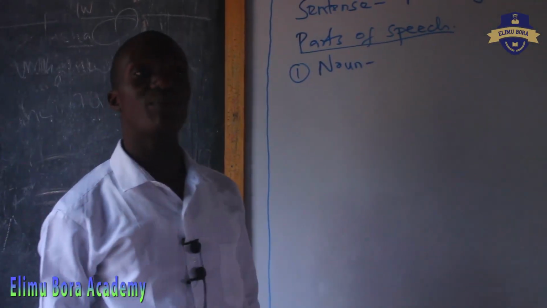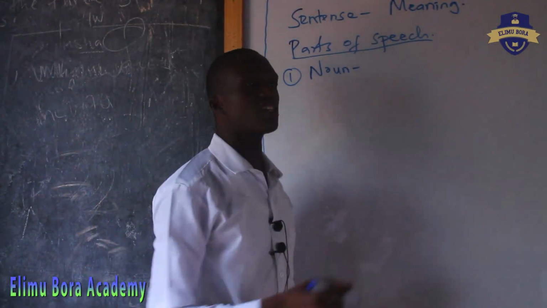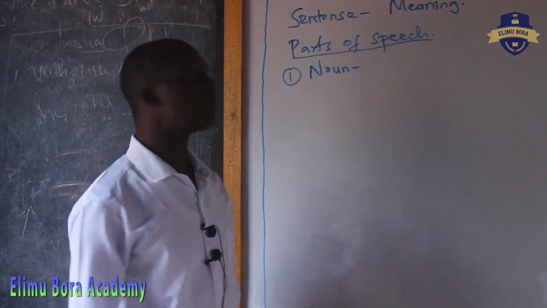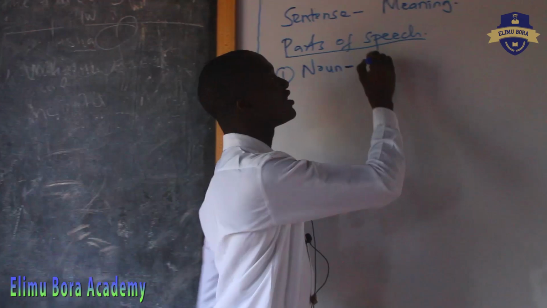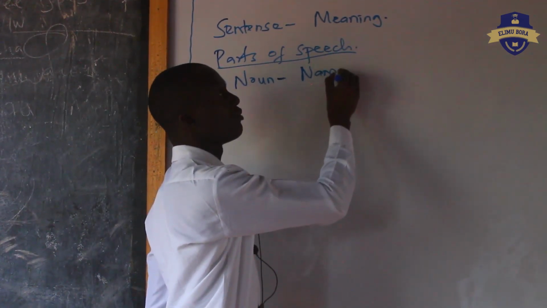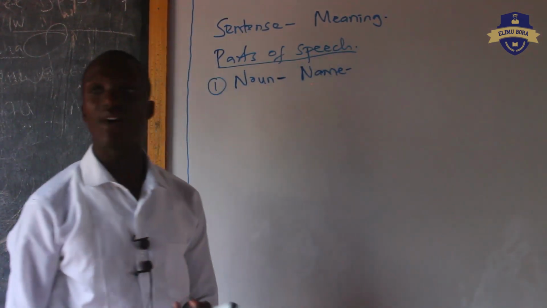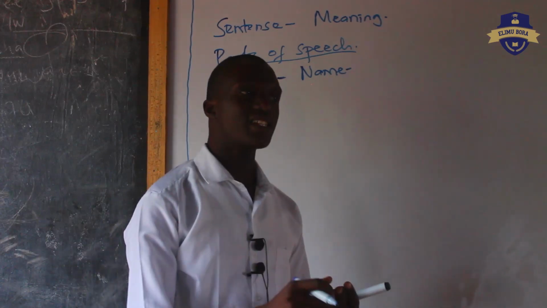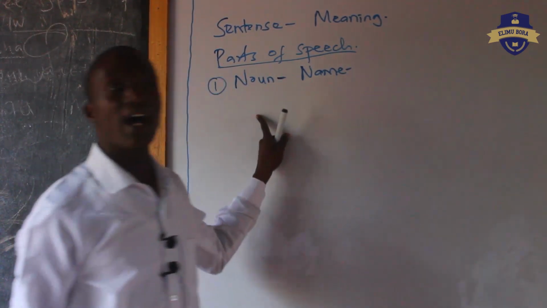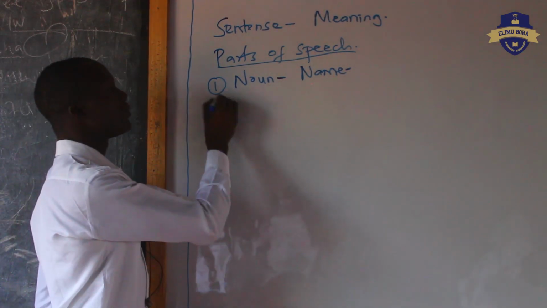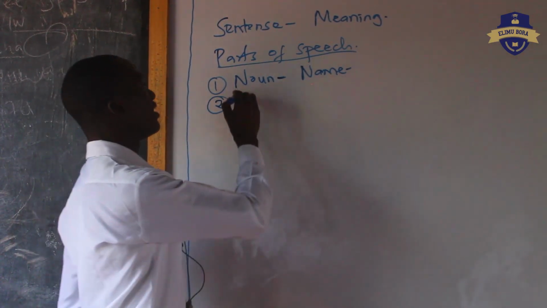So the first part of our sentence we have seen is a noun. A noun in English is simply a name. A name of an item, a name of a place, a name of something. We call it a noun. The second part of speech is the verb.